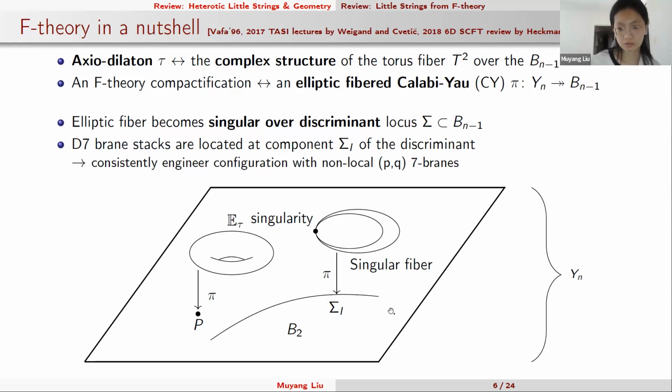And we will heavily use toric constructions to get the equivalent resolutions of the singularities later. And in the dual brane picture in type IIB, the D7 branes are located at the components Sigma_i of the discriminant. So these overall techniques allow us to consistently engineer configurations with non-local (p,q) 7-branes, using the fibration data.